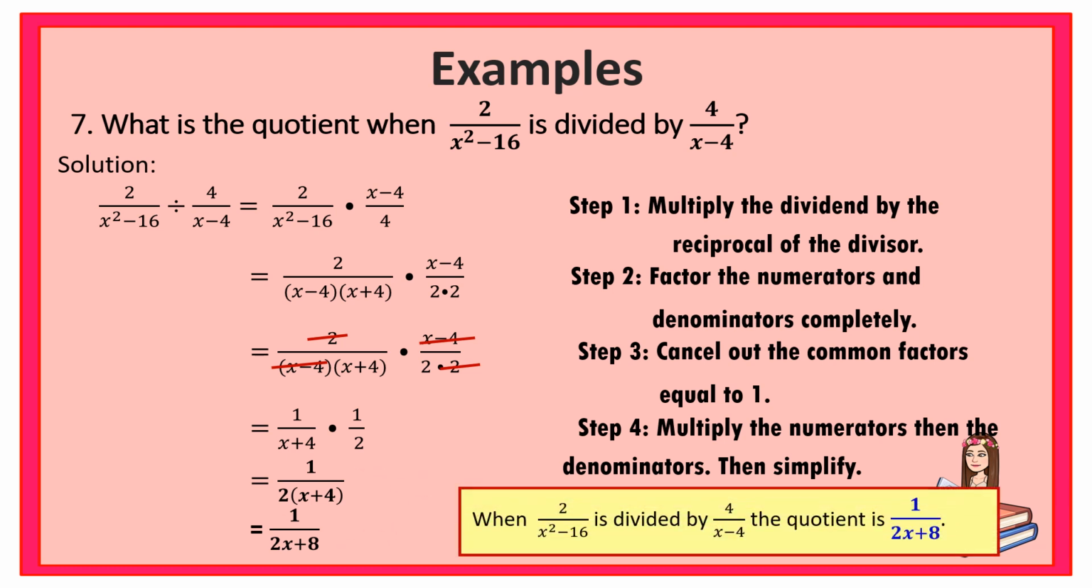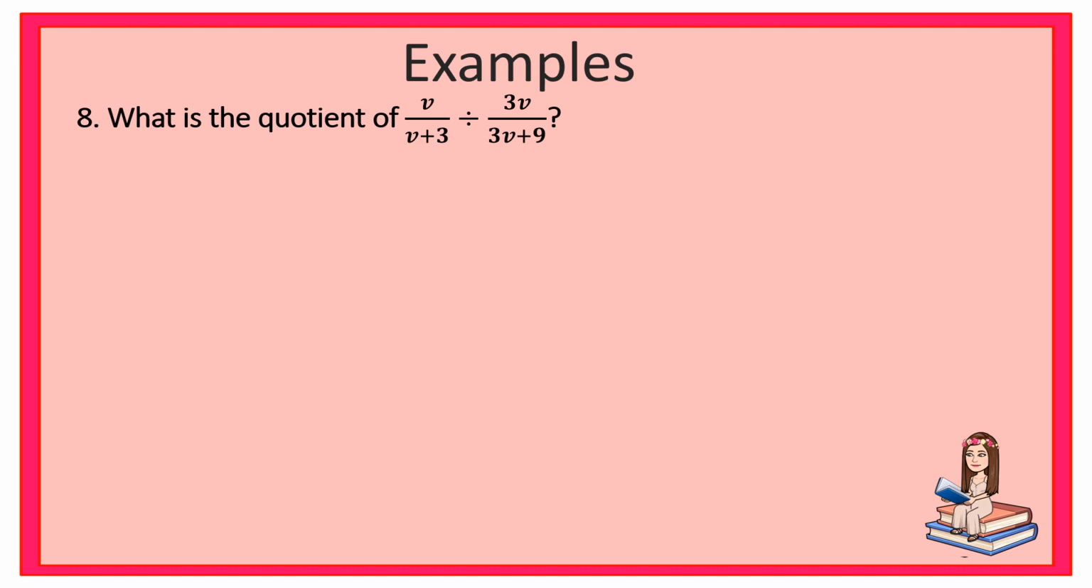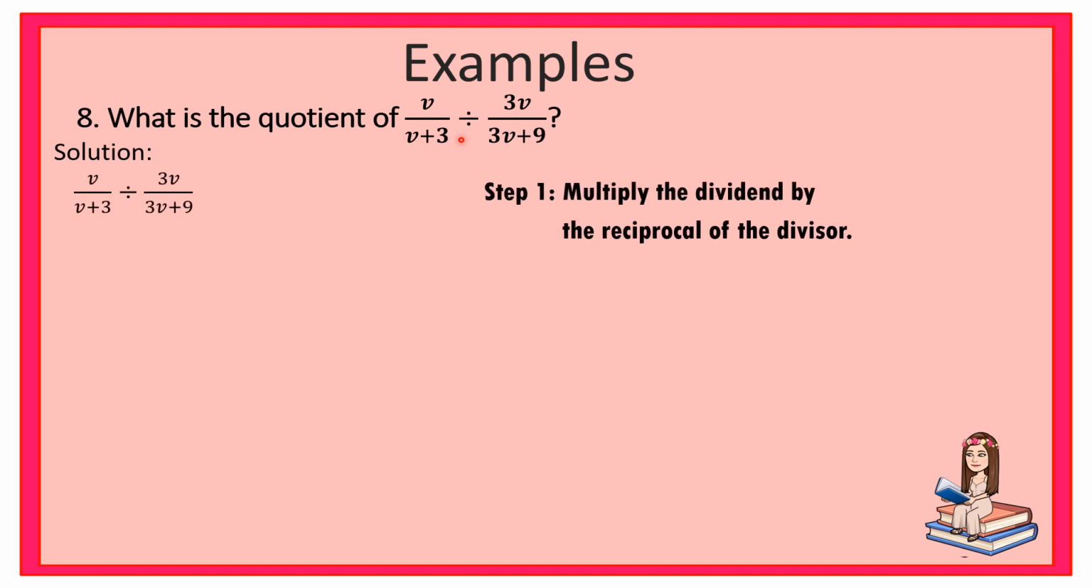Alright, let's proceed with our example. What is the quotient of v over v plus 3 divided by 3v over 3v plus 9? So division, i-convert na natin agad to multiplication. So we will have v over v plus 3 times, baliktad, so 3v plus 9 over 3v.